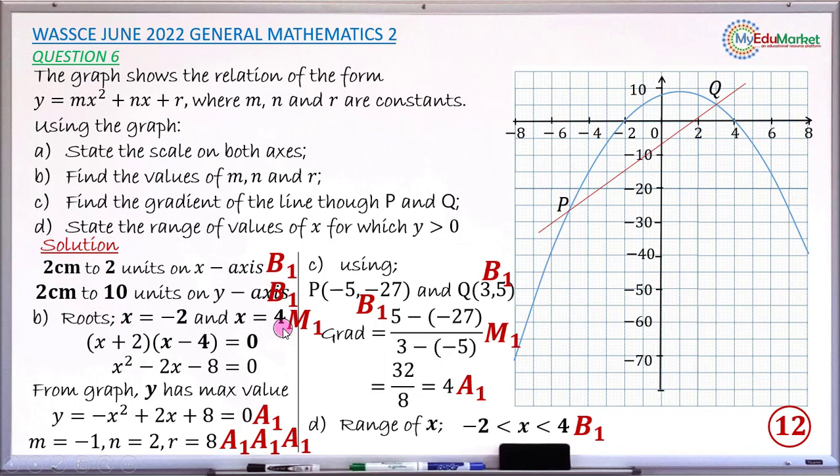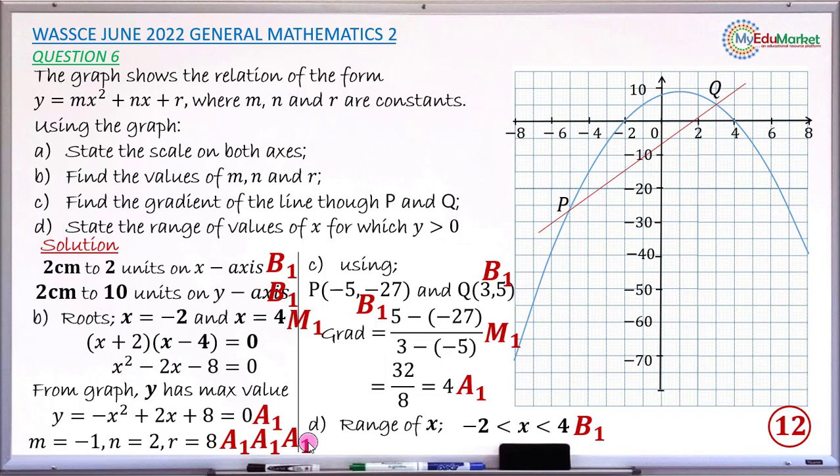Next mark is a method mark when you now determine the roots of that very equation. In an attempt to build the quadratic equation, you have this method 1 mark. And when you now have the quadratic equation exactly as y equals minus x squared plus 2x plus 8 equals 0, you now have this accuracy 1 mark. And when you now compare this quadratic with the one given and determine the value of m as minus 1, it gives you this accuracy 1 mark. n as 2, you have this accuracy 1 mark, and r equals 8, you have this accuracy 1 mark. So for each value correctly, you have 1 mark each.